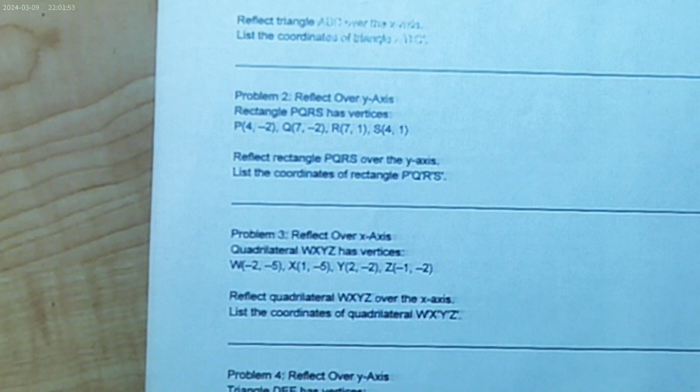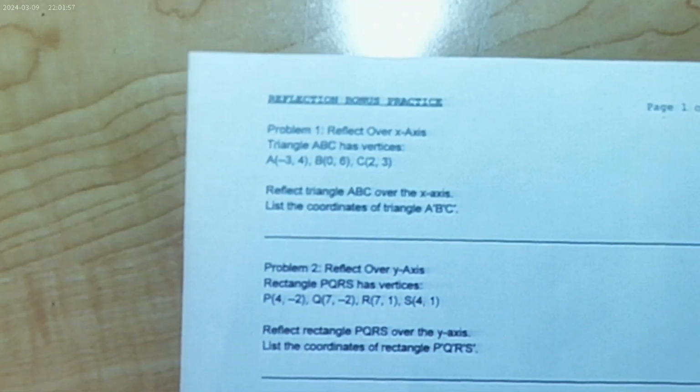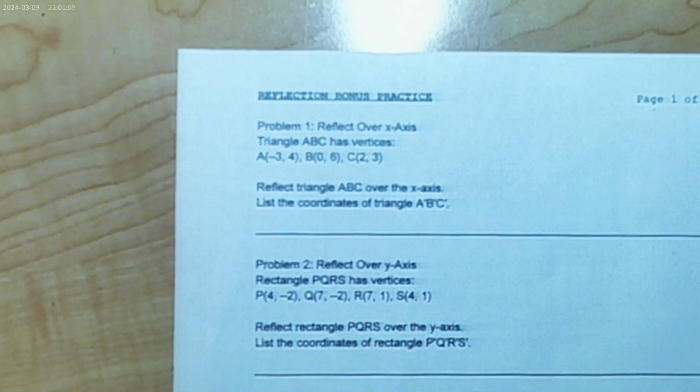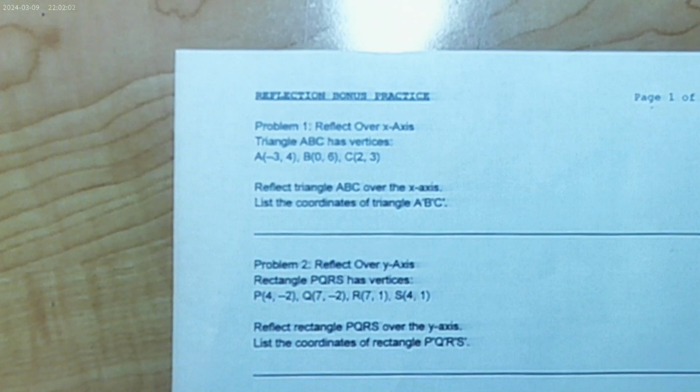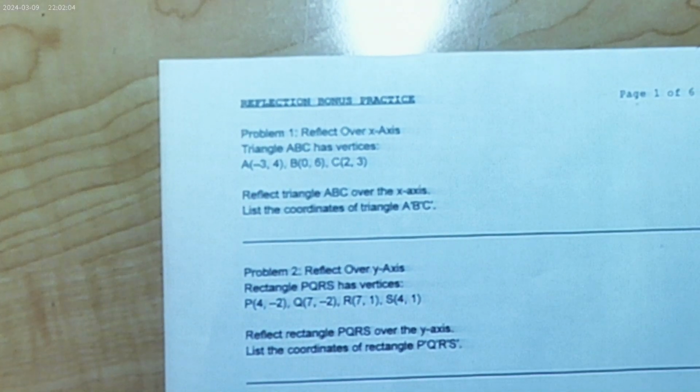So we started with the reflection on the worksheet, and if you got done with all that, then more power to you. This one's going to go a little bit faster because we're not going to be doing any graphing. All we're going to be doing is finding out what the points are using the different reflection rules that are written on the back wall, in case you need to remember them.